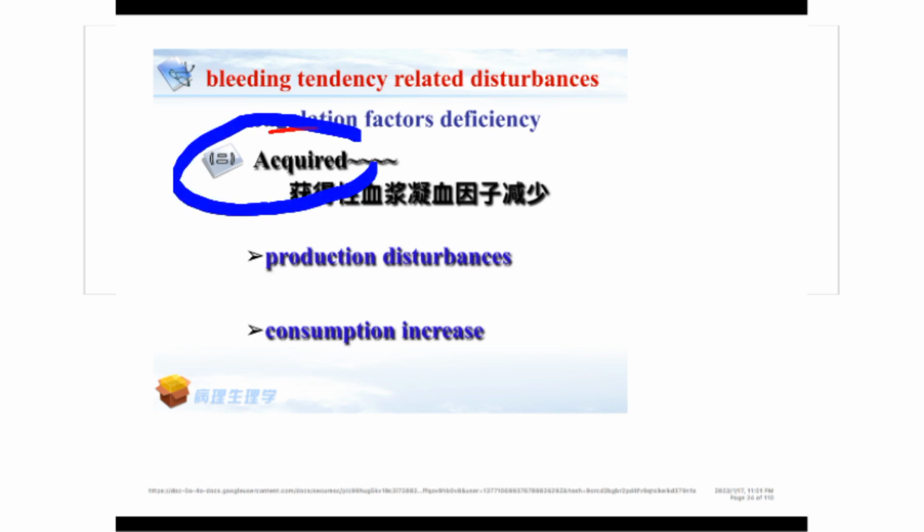So this is the acquired, right? That's the second category of the bleeding tendency related disturbances. Clotting factor deficiency or coagulation factor deficiency can be acquired later in life, not born with it, as in the case of hereditary, in two ways. Number one, if there is a decrease in their production, that is production disturbance, or if there is an increase in their destruction, or an increase in their usage. If you use them excessively, you will consume them off, right? If you don't produce them, you will still have a deficiency of them.